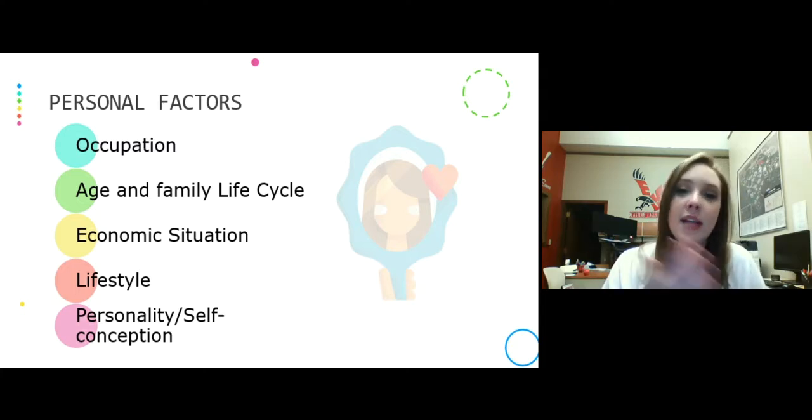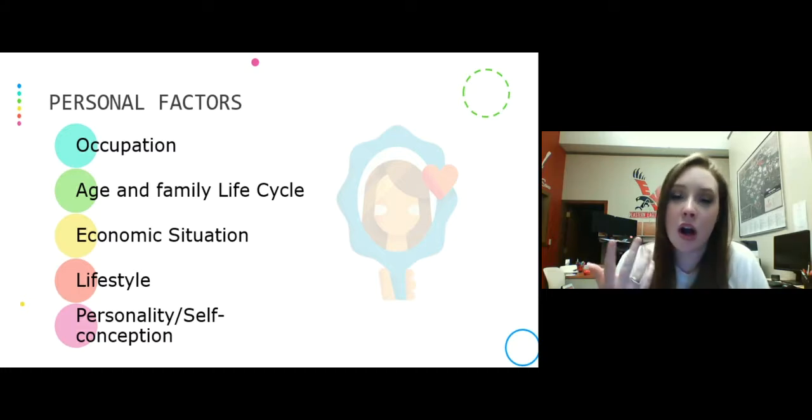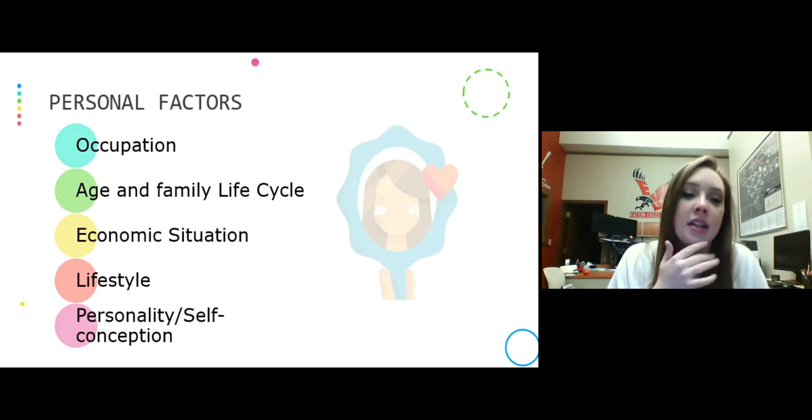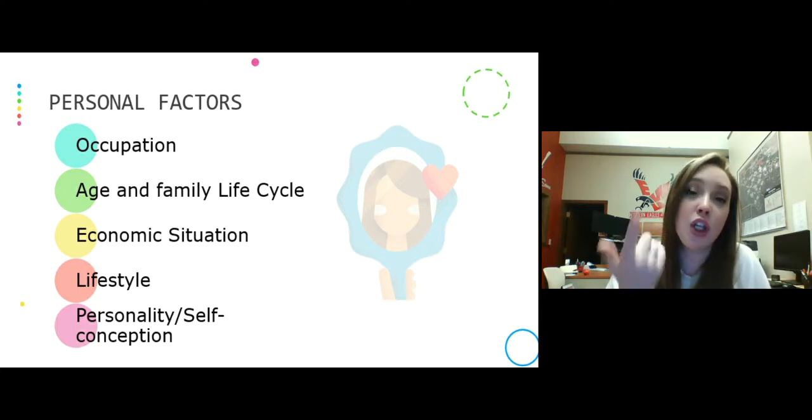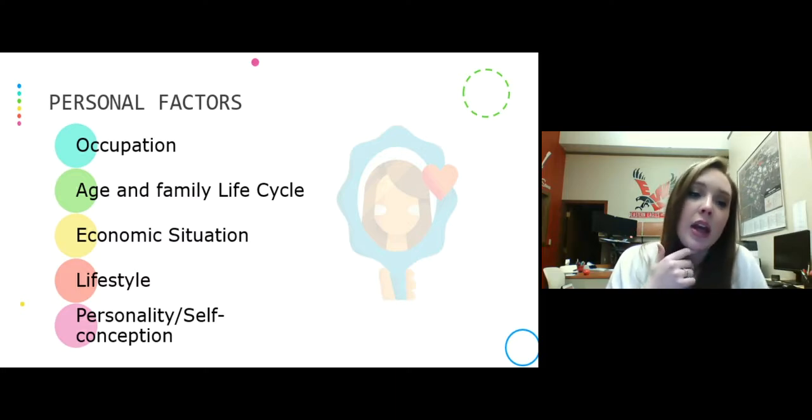But if you live a more sedentary lifestyle, maybe you're looking at books or art or movies, something that's less active. And so your lifestyle is really going to influence what you buy and also what marketers market to you. And lastly, we have personality and self-conception.